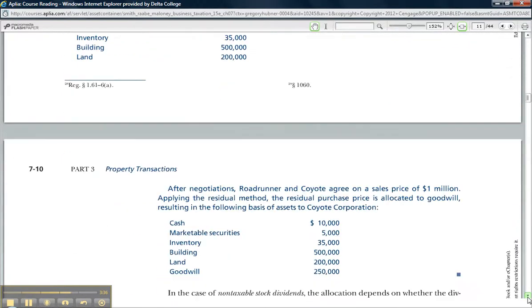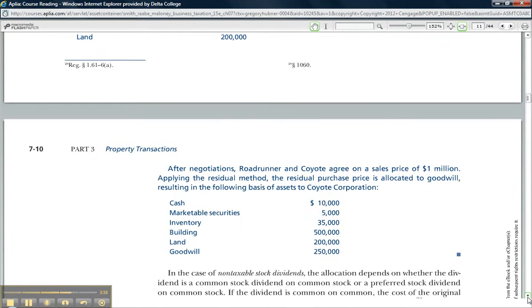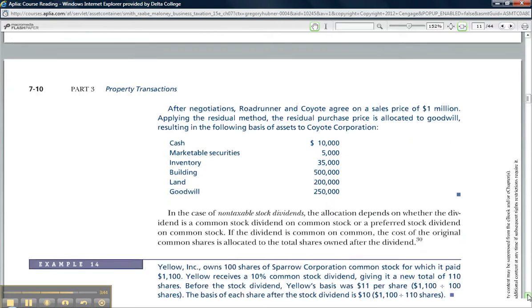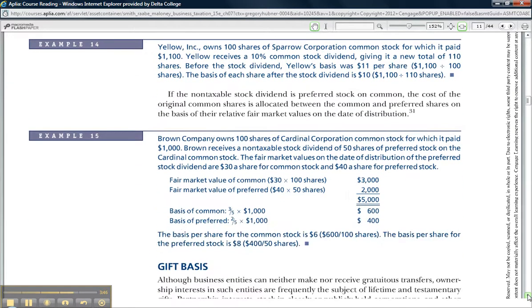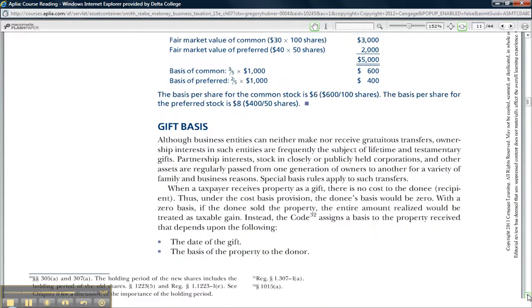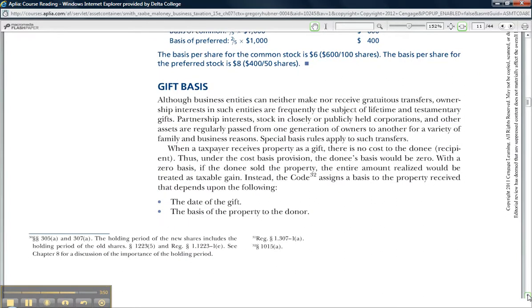Example 13, yes, there's a goodwill situation right here. So look over examples 12 and 13. Those are good ones. Let's see, what else do we have here? Gift basis. I'm going to get into gift basis and basis in property that you receive from a decedent on the next video.